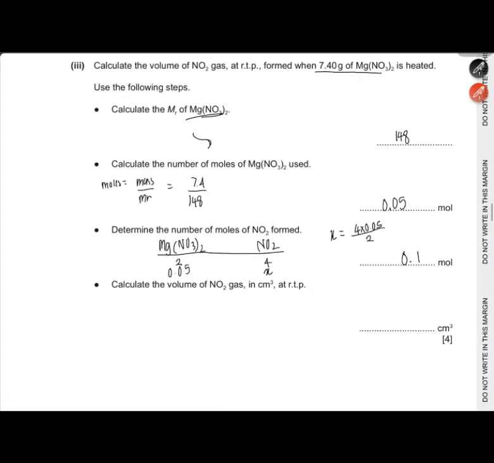Calculate the volume of NO2 gas in centimeter cube. The formula for moles of gas is volume over 24, right? As we know that. To find the volume, we multiply 0.1, which is the moles of NO2, by 24, multiplied by 1000. That gives 2400 centimeter cube.